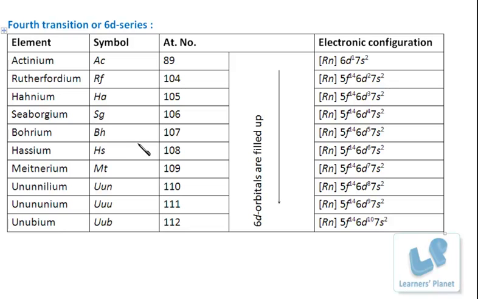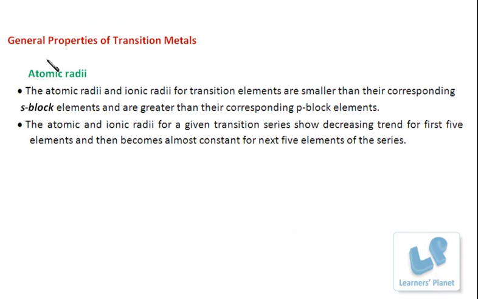Now let's see the physical properties of these transition elements, the properties in general. We'll discuss the atomic radii, their melting and boiling points, their metallic character, the ionization energies, and also the variation of these properties along the period and down the group or down the series. Let's see the general properties of transition metals.